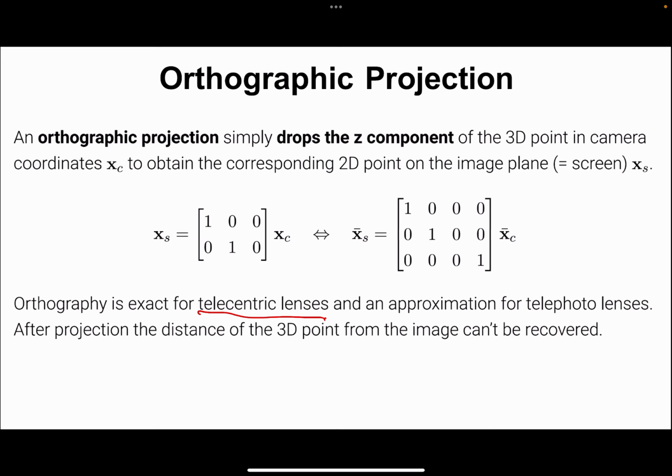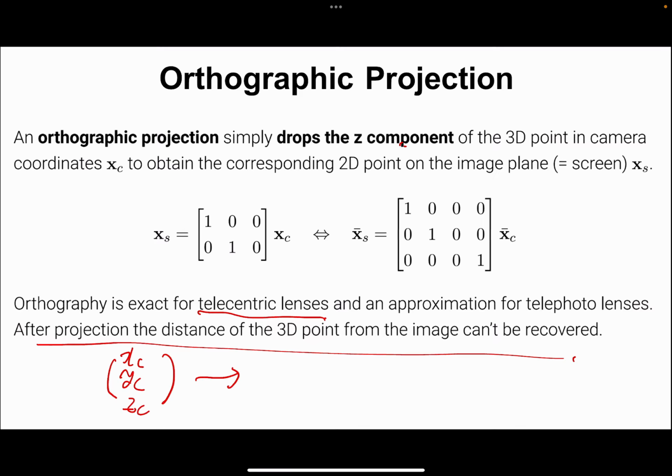After projection, the distance of the 3D point from the image can be recovered. This is definitely not true, right? If we drop the z component, there's no way. I mean, the original is XC, YC, ZC. Then it becomes XS, YS. From XS and YS, there is no way to recover ZC. That is definitely true.